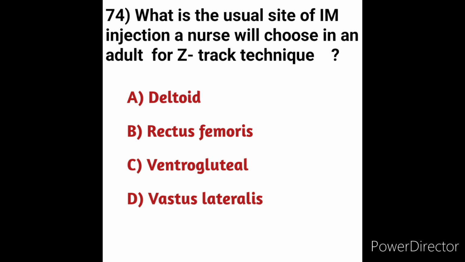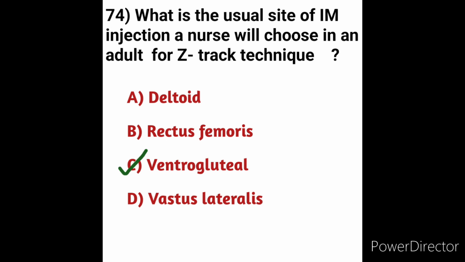The Z-track method is a technique in which the provider slightly pulls and holds pressure on the skin when giving the injection, which leaves a zigzag path after removing the hand. The ventrogluteal is the usual site of intramuscular injection a nurse will choose in an adult for the Z-track technique. Sites of intramuscular injection administration are deltoid, ventrogluteal and also vastus lateralis. So here in the adult for Z-track technique the nurse can choose option C, ventrogluteal.